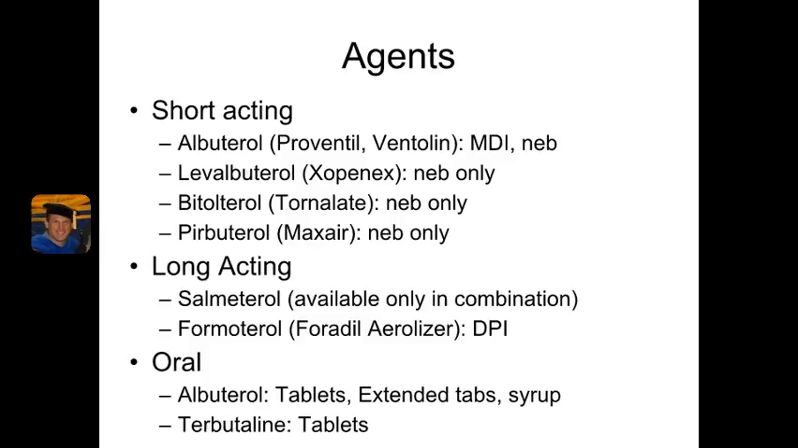Formoterol is available as a DPI, so it's typically not going to be mistaken for an albuterol inhaler or other rescue inhaler. There are some other long-acting agents now on the market, but for now you don't need to know them.